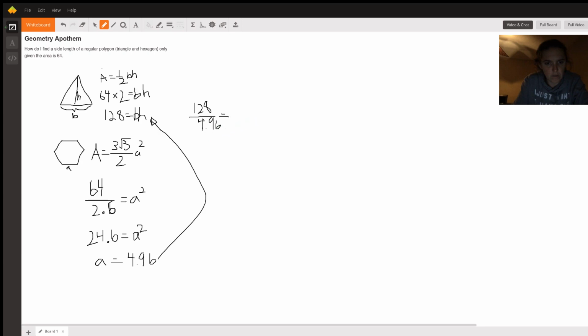So 128 divided by 4.96, I'm using my calculator, I get approximately 25.8. Now, since it doesn't give us inches, centimeters, any unit of measurement, I am just going to write units as my label for my answer.